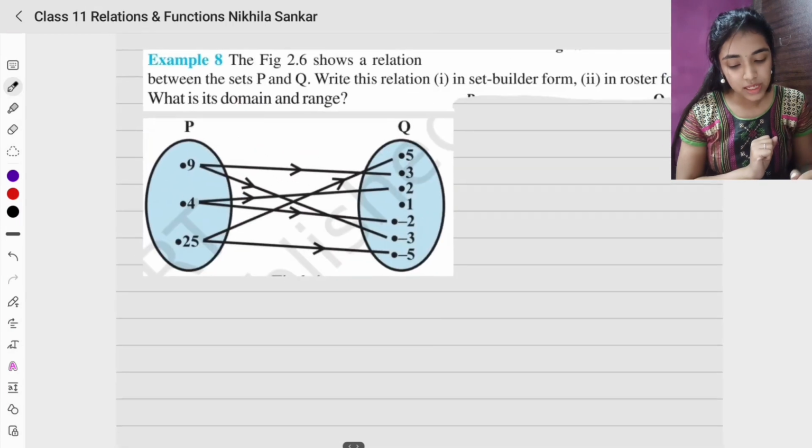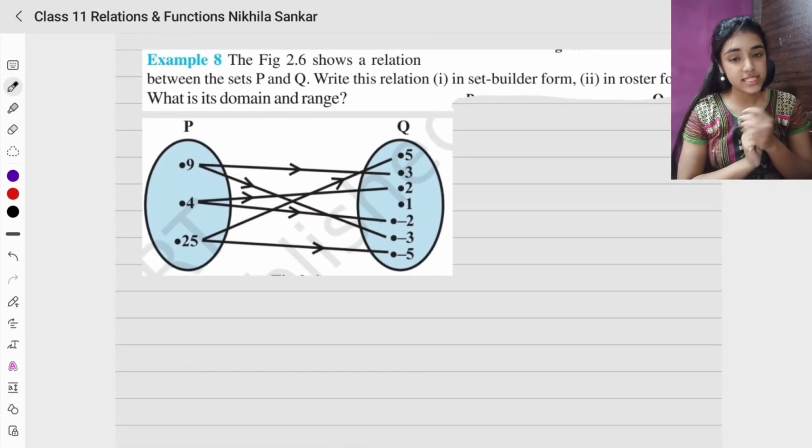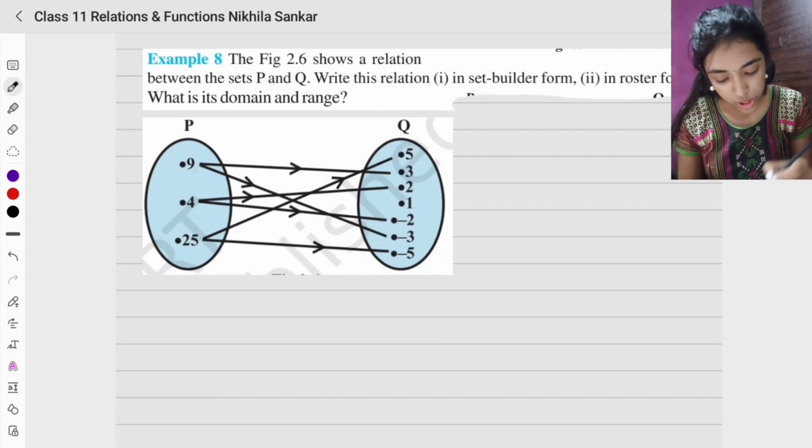Example 8. Figure 2.6 shows a relation between P and Q. Write this relation in set builder form and roster form. What is the domain and range? Okay, so now what do you see?